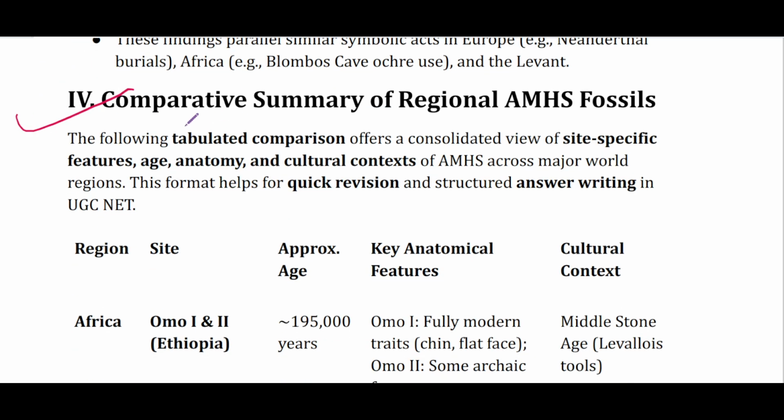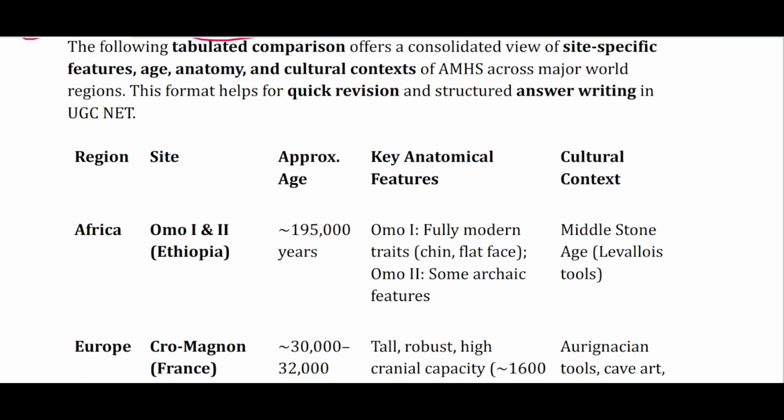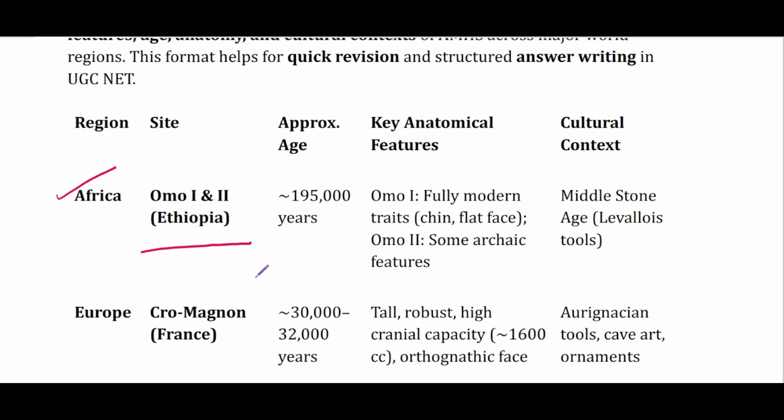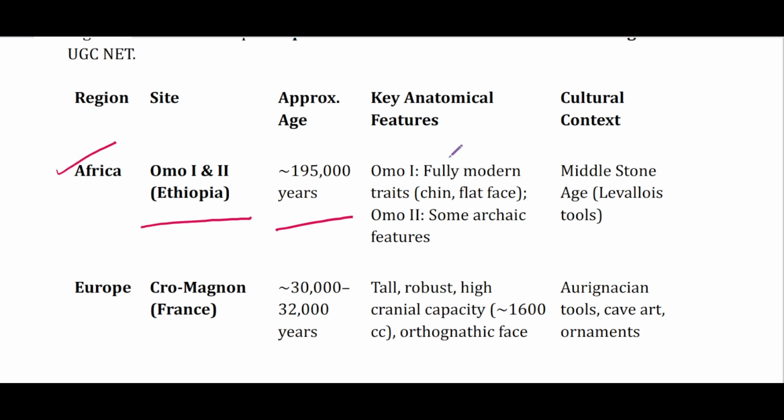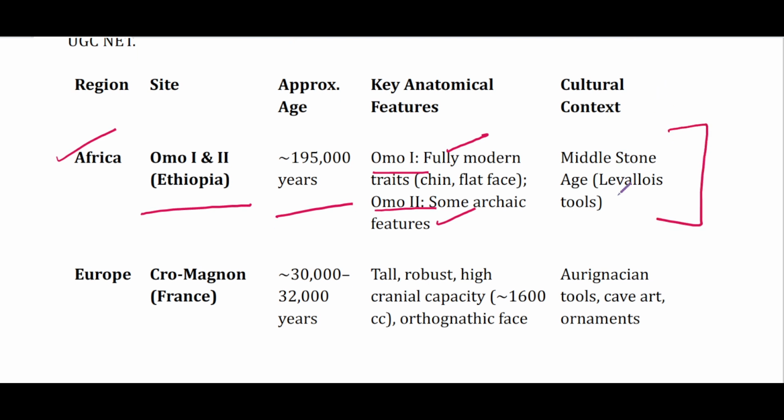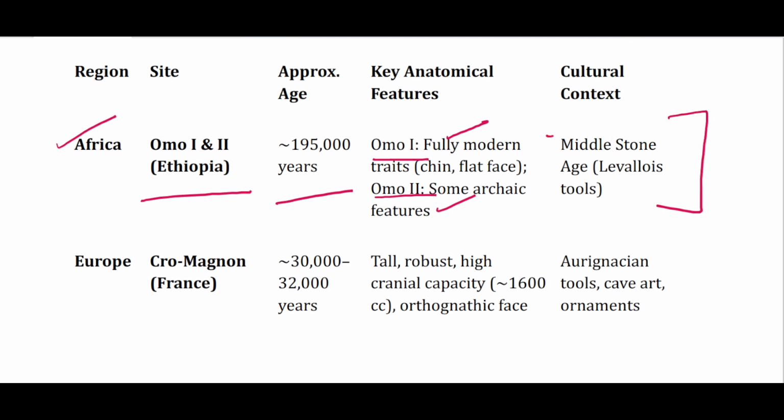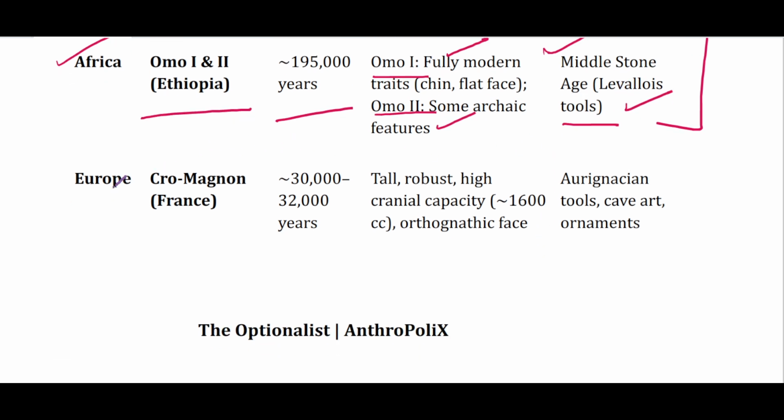Now the comparative summary, different regions. First, Africa से Homo first, Homo second, age 195,000, anatomical features. Homo first was fully AMHS, whereas Homo second had some archaic features, and both of them are associated with the regional variation of tool technology known as MSA, but it used the Levallois technique, Levallois method of production.